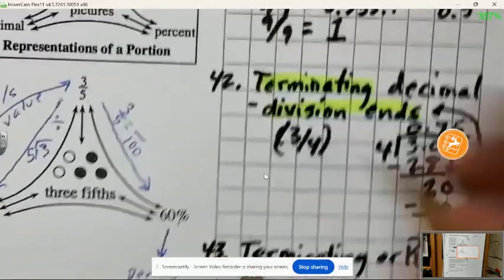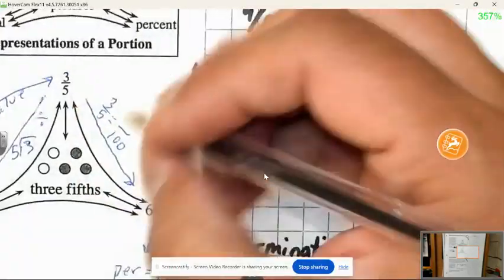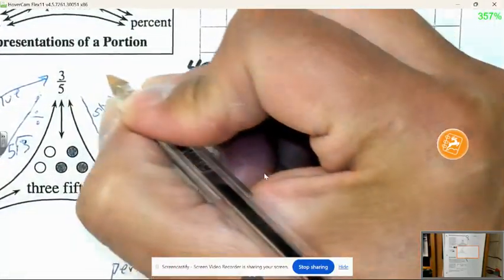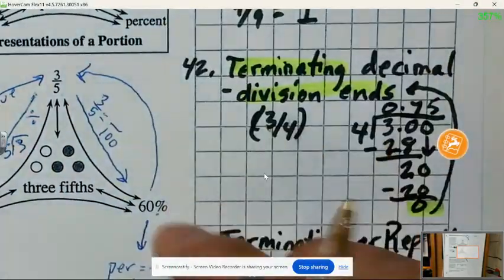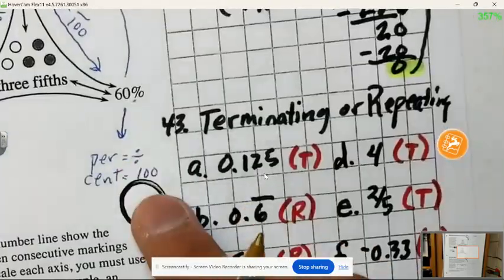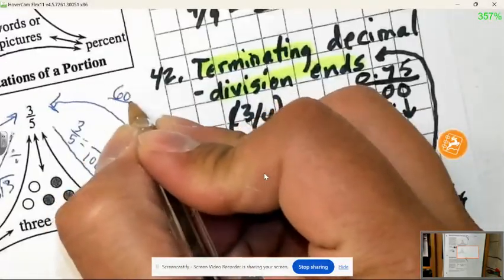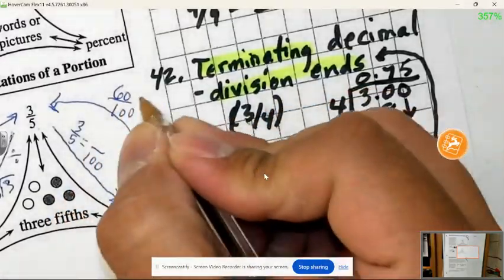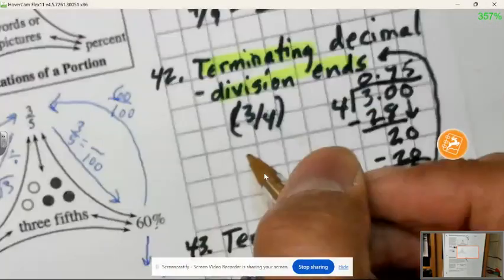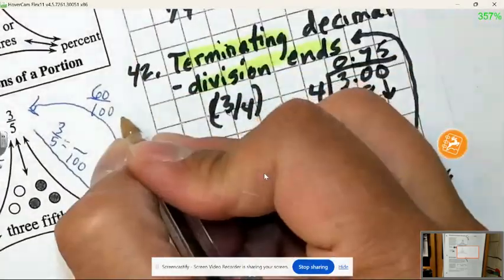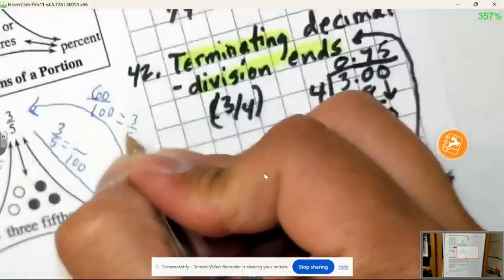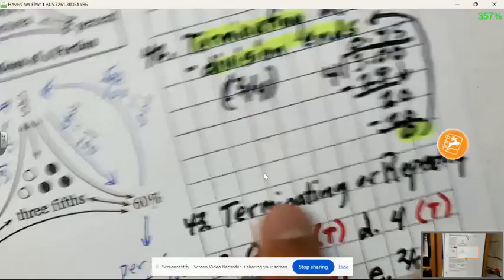Now, let's say we have 60% and we want to know what is that as a fraction? We're going in that direction. Again, we think, well, that's percent. So 60% means 60 per cent. And this reduces simply to 3/5. Okay, so that one's a lot easier.